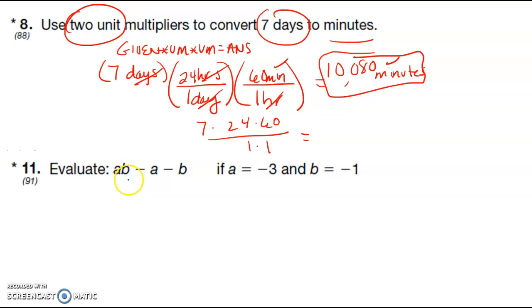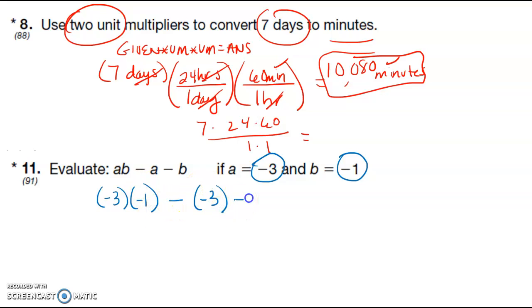Evaluate a times b minus a minus b if a is negative 3 and b is negative 1. So I'm going to plug these in. A is negative 3, b is negative 1, minus negative 3 minus negative 1. So the first thing I have to do is multiply negative 3 times negative 1. When I multiply or divide and the signs are the same, I get a positive number.